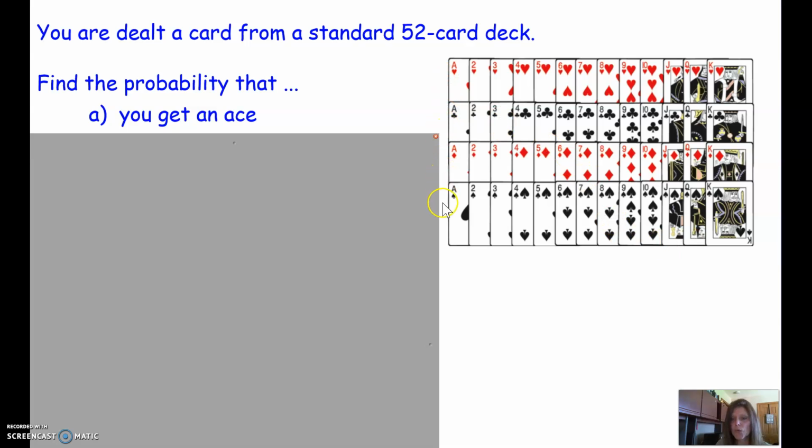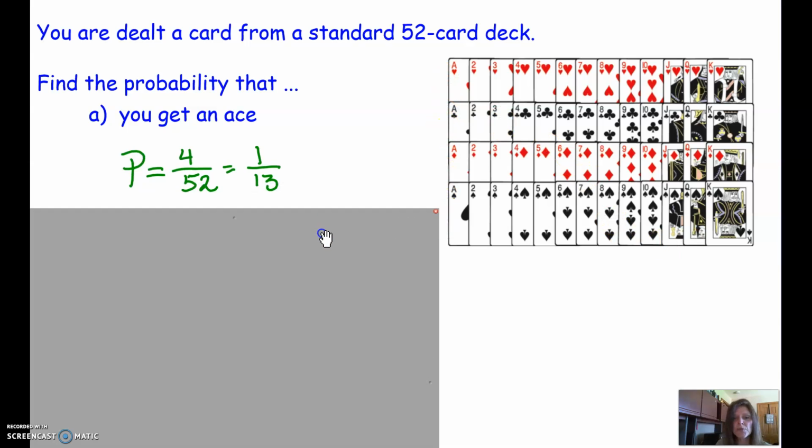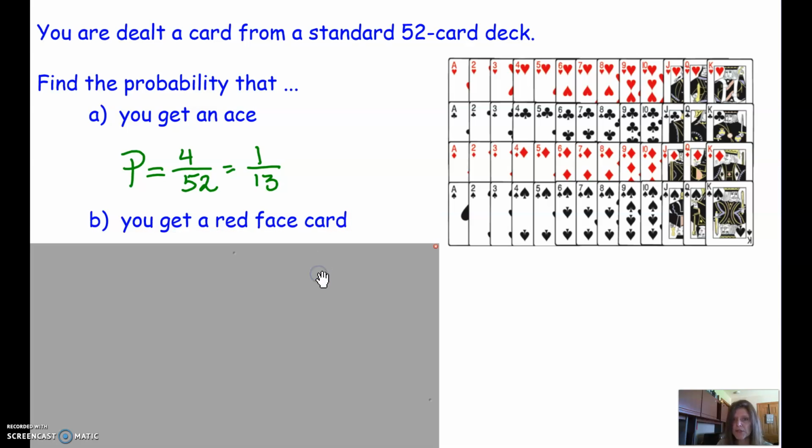Well, I see there is 1 in each suit, so my probability here would be 4 out of 52, which we reduce to 1/13. Okay, if I wanted to, I could change that to a decimal or percent, but I'm just going to leave it as a fraction. Okay, if that makes sense to you, go ahead and see if you can do the next one. What is the probability that you get a red face card or picture card?